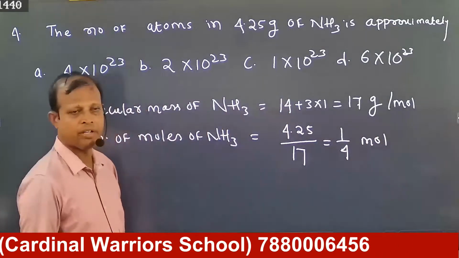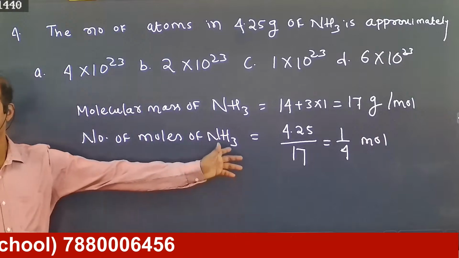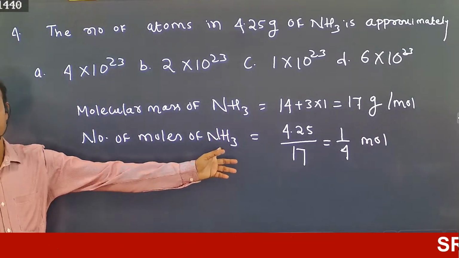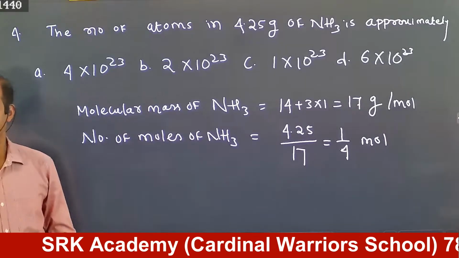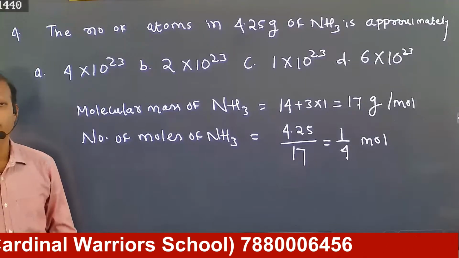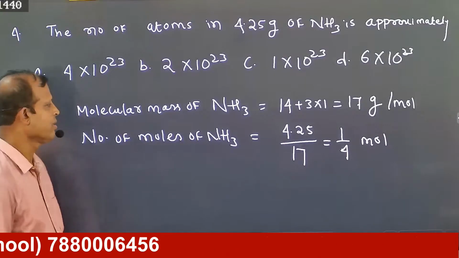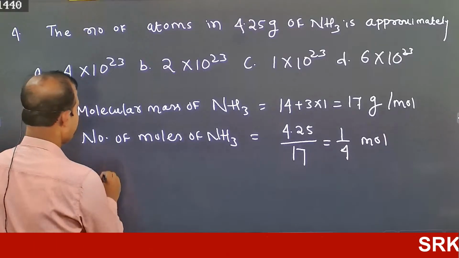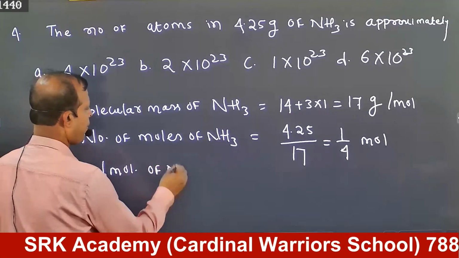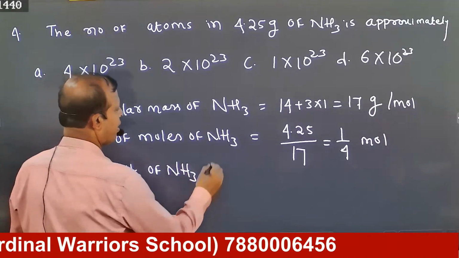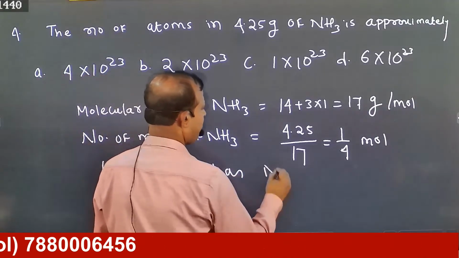Clear or not? So 1 mole of ammonia has how many molecules? 1 mole of ammonia has the same fixed number of molecules.